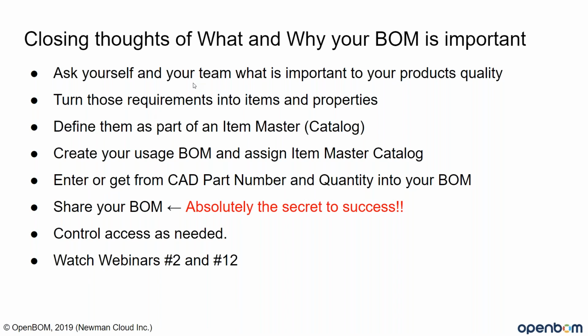Ask yourself and your team what's important to your product's quality within your organization. Turn those requirements into items and properties for your bill of material, and think about them in the context of an item master, a master set that you can reuse. Of course, in OpenBOM, you want to create those BOMs and catalogs, and super important, you want to share this out with your team. And so you want to think about what information is not only needed for me as the author of this bill of material, but for the rest of my team. And then you can of course control the access and other things, the read-only and other view controls that you have.